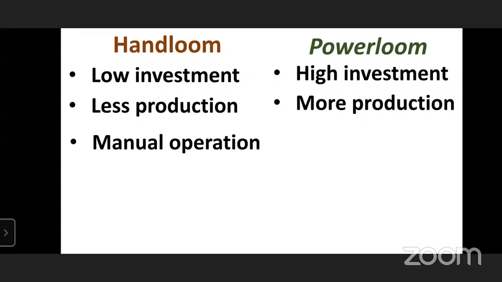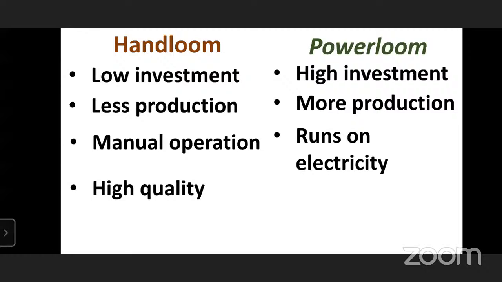Now here, manual operation means a man is operating it. A man is using his hands and using that machine. But here it runs on electricity. Because it is made with the help of hands, the quality of the product is high. And because it is made on the machine, the quality is quite low as compared to hand loom.